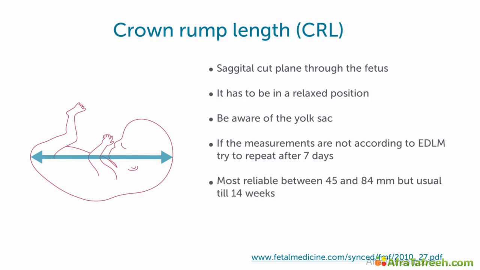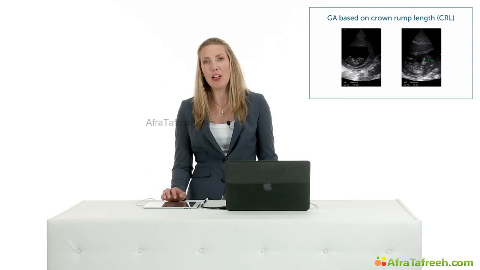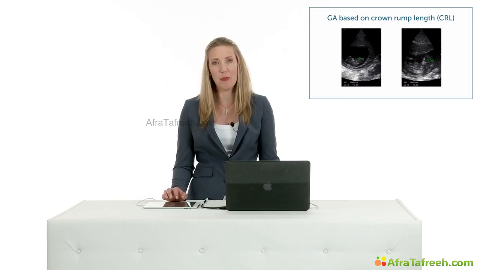Most reliable is this measurement between 45 and 84 millimeters length of the baby. But nevertheless, it's usable till 14 weeks on. If you have done a measurement, what's important is that you use the most suitable curve for your geographic region. One which you can use and is very valuable, I think, is the one mentioned in the link below this slide. Let me show you now a couple of images where we measured the crown rump length.